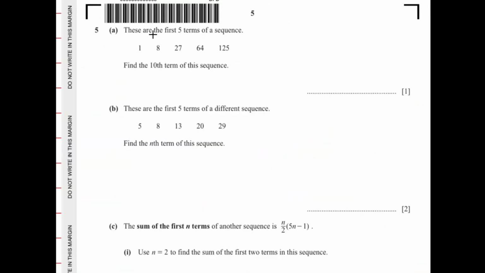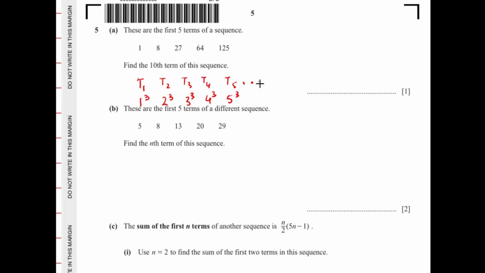Question 5. There are first 5 terms of a sequence. Find the 10th term of the sequence. Look here. First term T1 and second term is T2, third term is T3, and fourth term is T4, fifth term is T5. We write this 1 and 8 we can write 2 cube, and this 27 we can write 3 cube, and this 64 we write 4 cube, and this is 5 cube. And 1 we can write 1 cube.